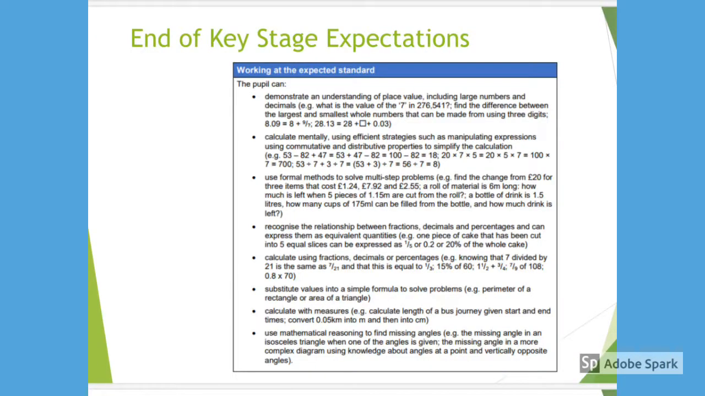Everything we do now in Year 5 is with the expectation of getting them ready for Year 6 so they can revise things ready for SATs. So you'll see from this little table on your screen everything that's needed for children to meet the expected standard by the end of Year 6, so the end of Key Stage 2. You'll notice it's using all 4 operations, using formal methods, maybe introducing decimals in the context of money, and looking at fractions, decimals and percentages and their equivalents.